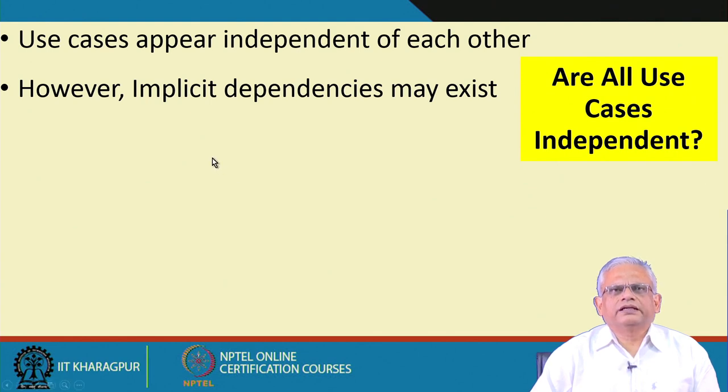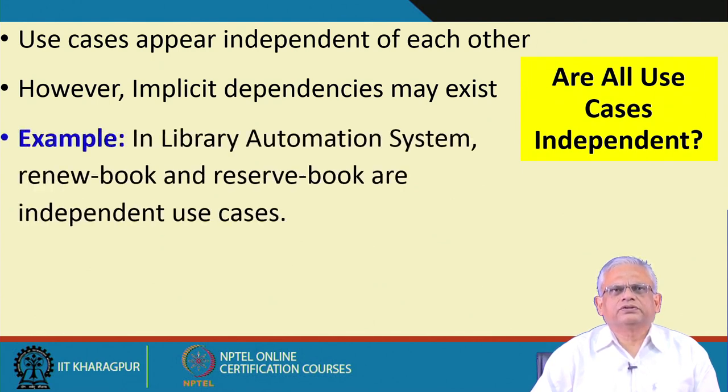When we draw the diagram, we draw them as if they are independent of each other, but we must remember that use cases are actually dependent. Some of the use cases at least are dependent on each other. Just to give an example, there are two use cases in the library software, one is renew book and the other is reserve book.